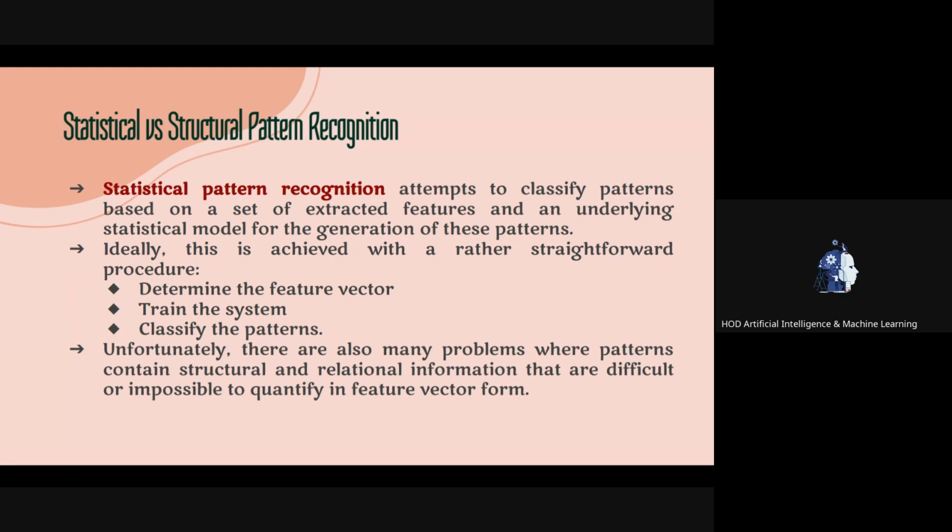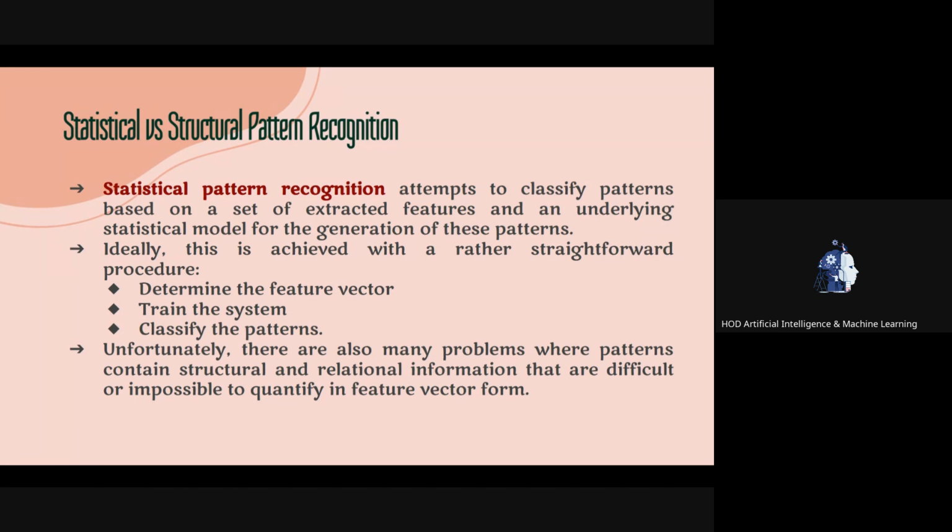So when we talk about this pattern matching, we need to go for two different types of recognition models. That is, number one is statistical, and number two is structural. So these two are the different pattern recognition models for pattern matching. So what do you mean by statistical pattern recognition?